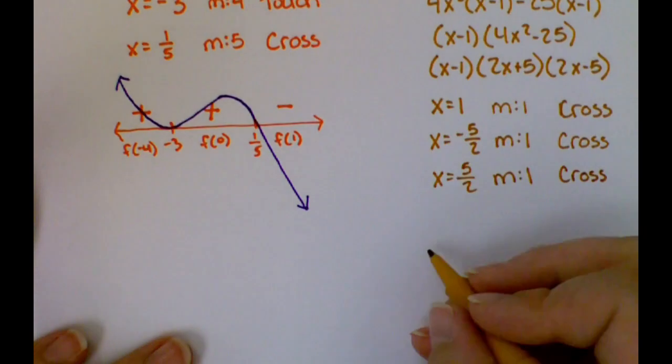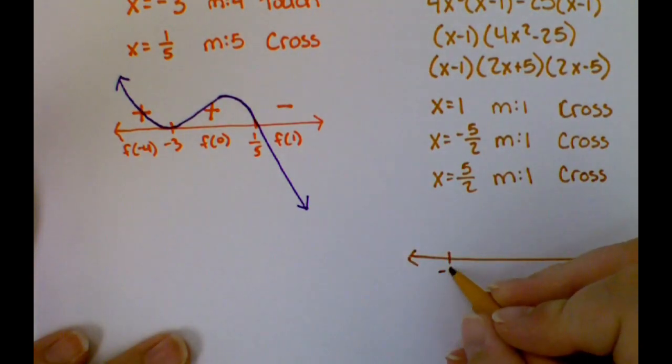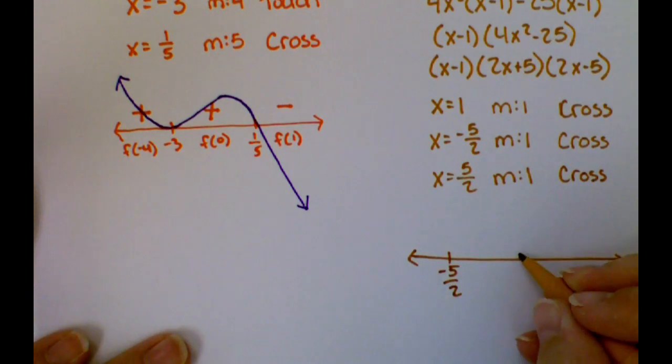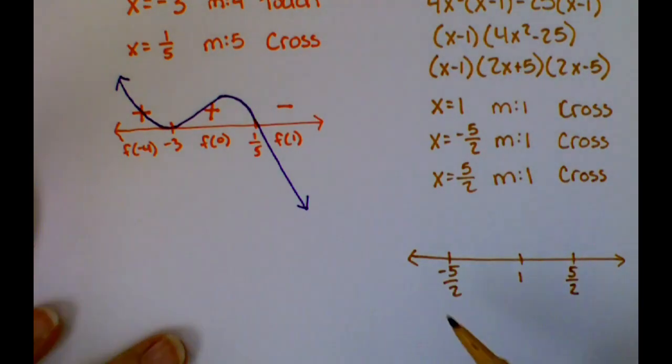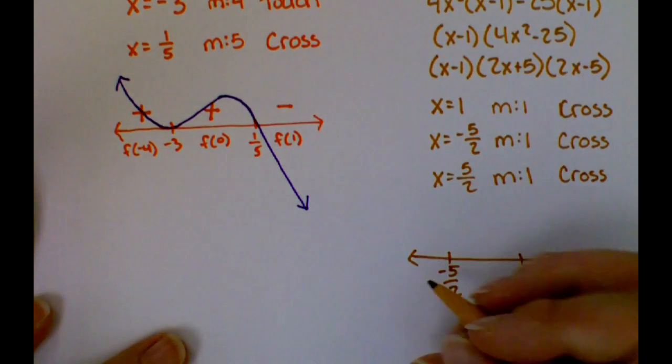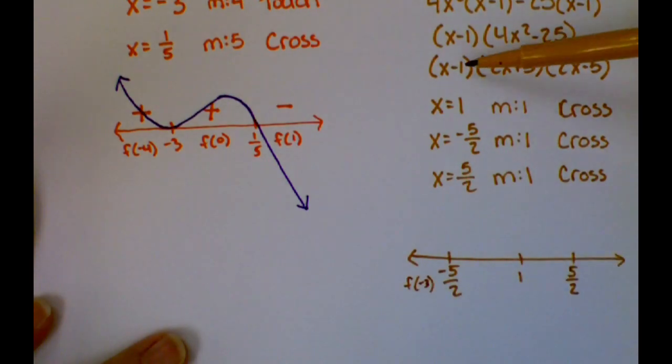at 5 over 2. If I make my number line here, put these numbers in order, negative 5 over 2, 1, positive 5 over 2. Test some number less than negative 5 over 2. I would probably test negative 3. I'm going to get a negative times a negative times a negative, which makes it negative.